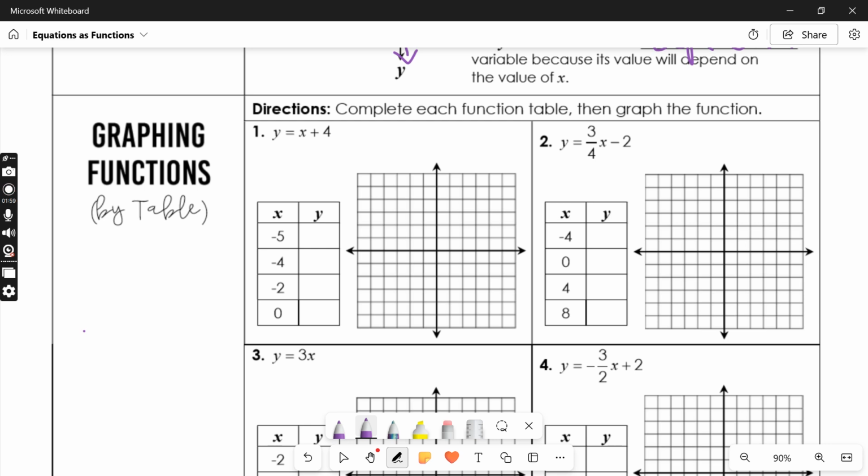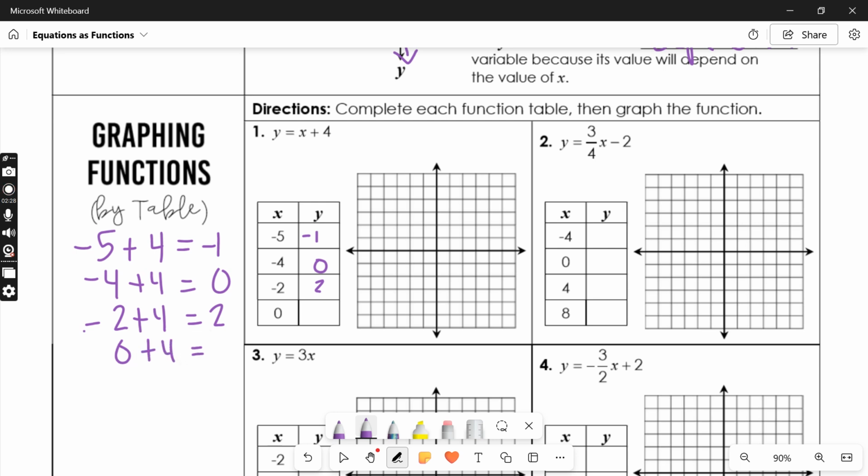Okay, we have x plus 4. So what we're going to do is take our x value. So we would have negative 5 plus 4. Negative 5 plus 4 is negative 1. And then negative 4 plus 4, which is 0. And negative 2 plus 4, which is 2. And 0 plus 4, which is 4. Okay, so I'm just taking each of my x values and plugging it in for the x value that's right here, doing what it says, so adding 4 to find my y value.